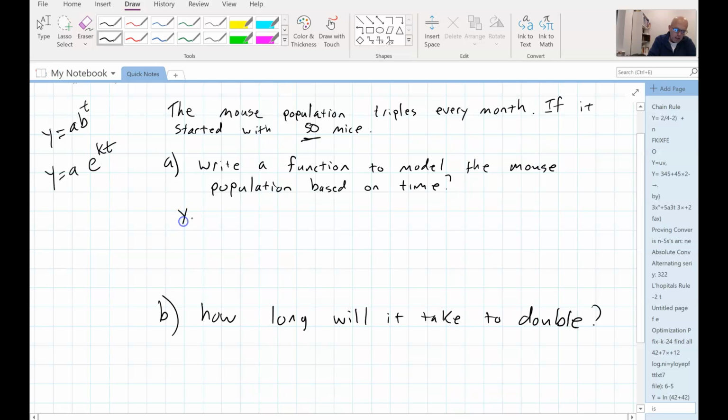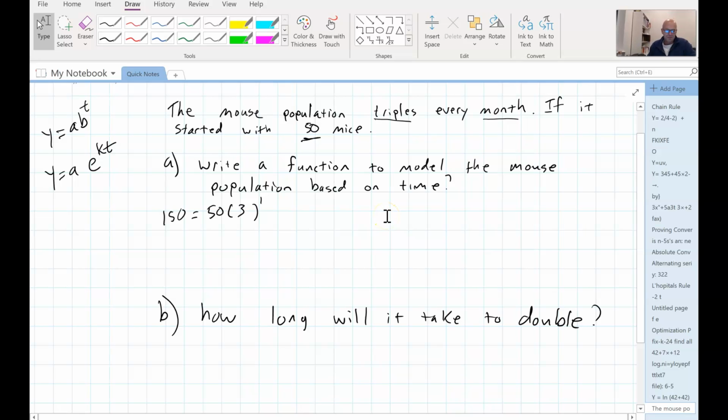So we know that it would be y equals a, well, a would be 50 because that's the initial value. 50 times something to the t. And what do we know? Well, we know that it triples every month. So after 1 month, it's going to be 3 times as big. So that means I could rewrite this as 150, which is what happens when you triple 50. I would just put a 1 up here. So what does that mean? That means that we need a 3 in there.